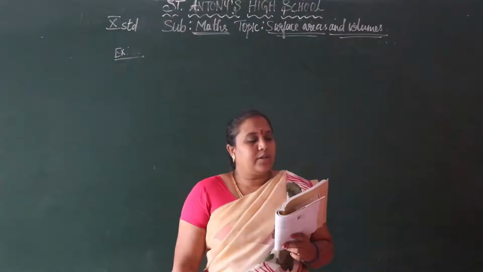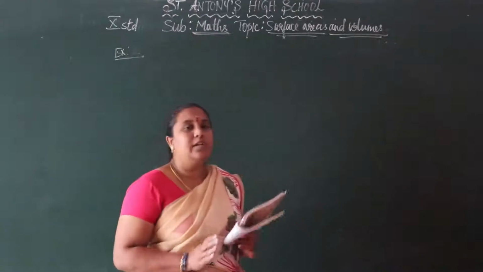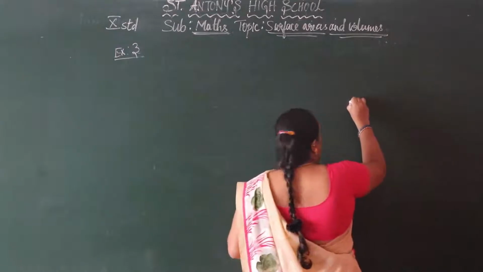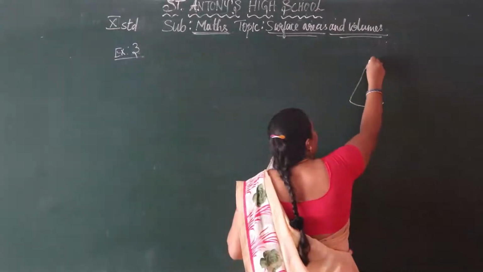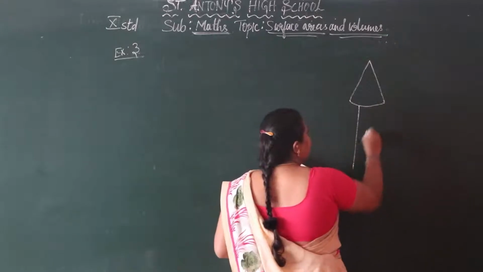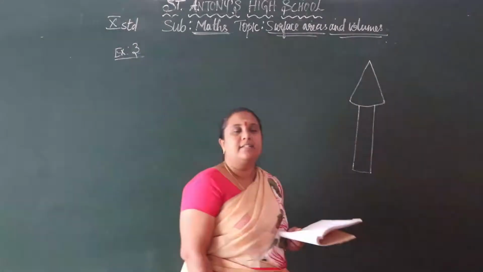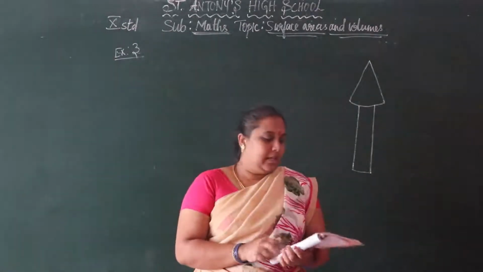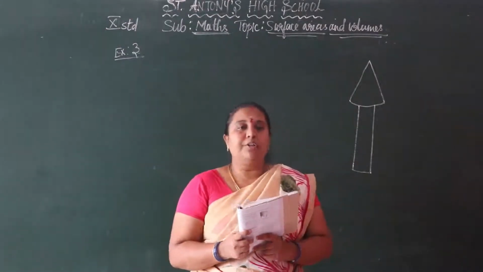See, a wooden toy rocket is in the shape of a cone mounted on a cylinder. We have to take a wooden toy rocket. It is a cone, and the cone is surmounted on a cylindrical shape. So this is a toy rocket. The figure is also given in your textbook. A wooden toy rocket is in the shape of a cone mounted on a cylinder.